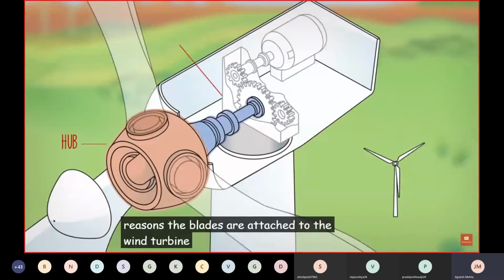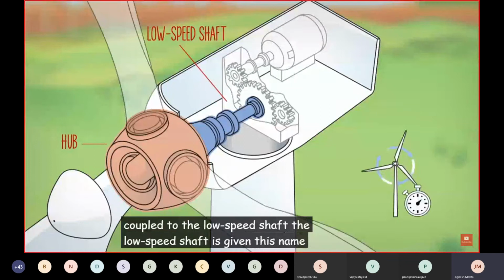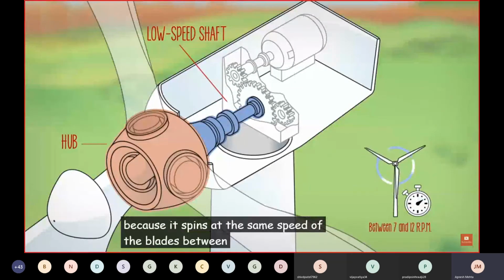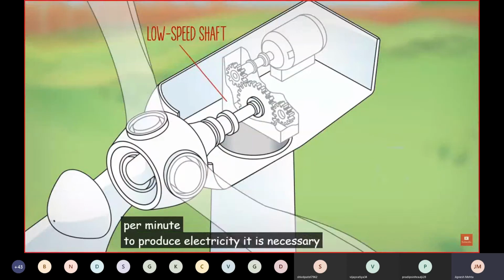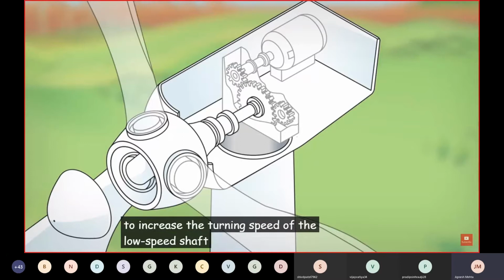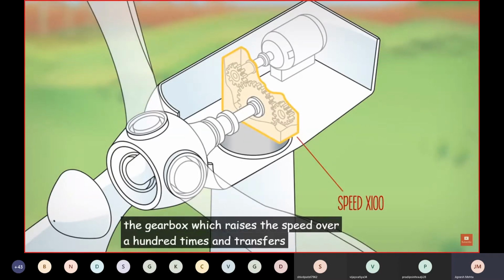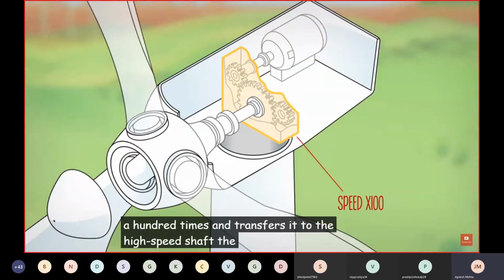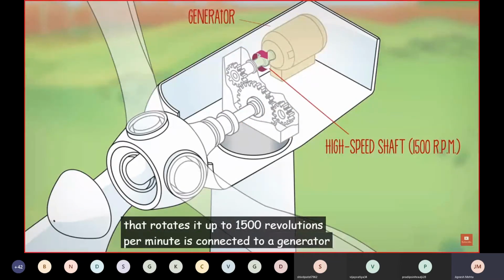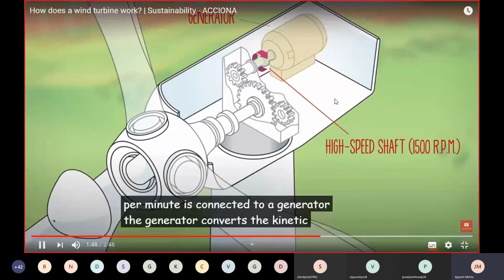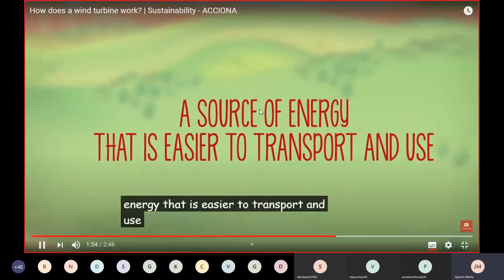The blades are attached to the wind turbine through the hub, which is coupled to the low-speed shaft. The low-speed shaft is given this name because it spins at the same speed of the blades, between 7 and 12 revolutions per minute. To produce electricity, it is necessary to increase the turning speed of the low-speed shaft. That is the mission of the gearbox, which raises the speed over 100 times and transfers it to the high-speed shaft. The high-speed shaft, that rotates at up to 1500 revolutions per minute, is connected to a generator. The generator converts the kinetic energy into electricity, a source of energy that is easier to transport and use.